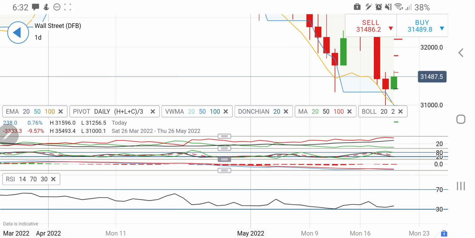On the upside, breaking past 31,600 levels, 31,570 levels, one can expect it to rise till towards 31,650, and beyond that it will try to hit 31,750, 840 and 32,000 levels also. So take your positions accordingly.